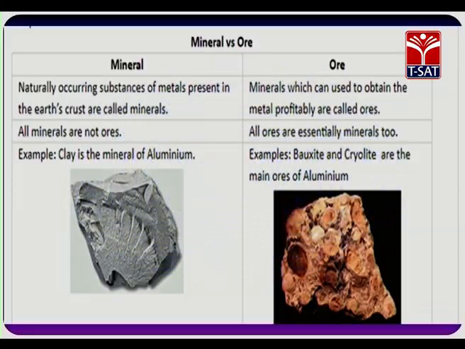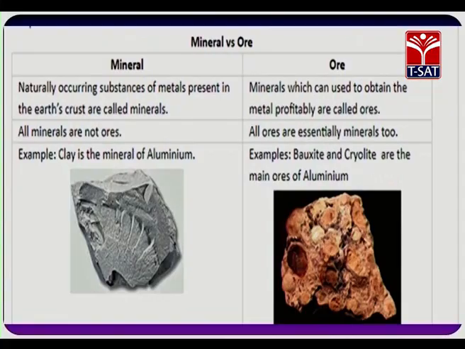So, let us see the differences between minerals and ores. What is a mineral, children? Naturally occurring substances of metals present in the earth's crust are called minerals. What are ores? Minerals which can be used to obtain the metals profitably are called ores. Minerals are not always ores, but all the ores are minerals.